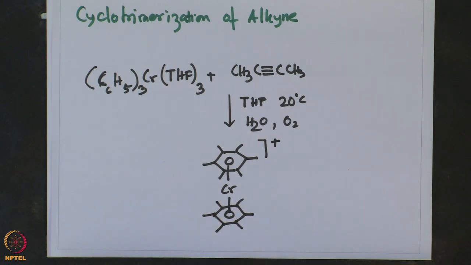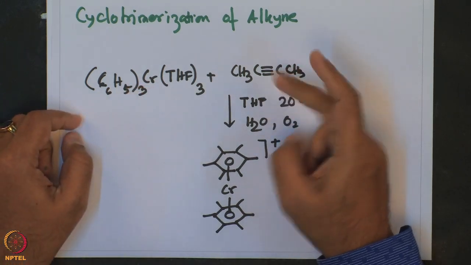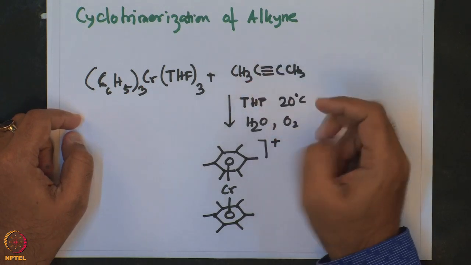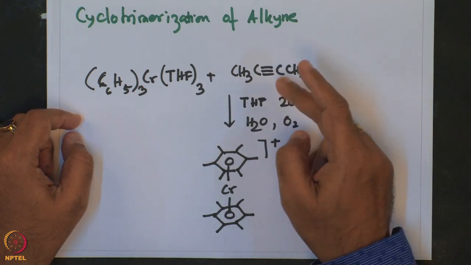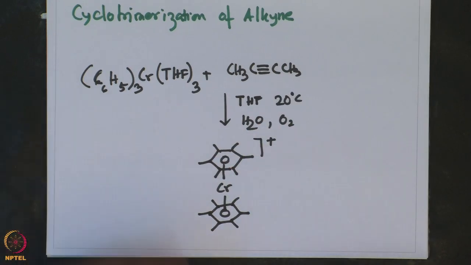This is an interesting reaction which shows that the metal trimerizes the alkyne, methyl C triple bond C methyl, to give hexamethylbenzene, and then subsequently forms a sandwich complex of that.